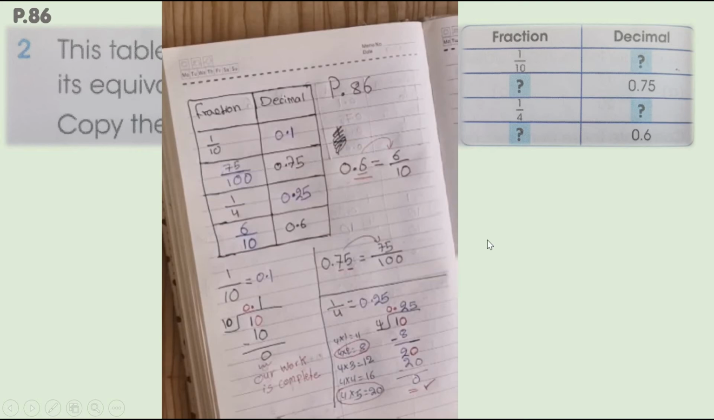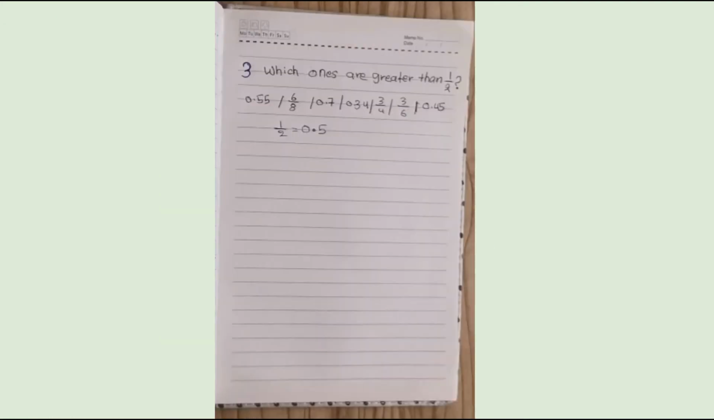And that's how we solve the questions. Alright, question 3 on the same page says, which ones are greater than 1 out of 2? We have a bunch of options. We need to pick those that are greater than 1 out of 2. Okay, we know that 1 out of 2 means 0.5.